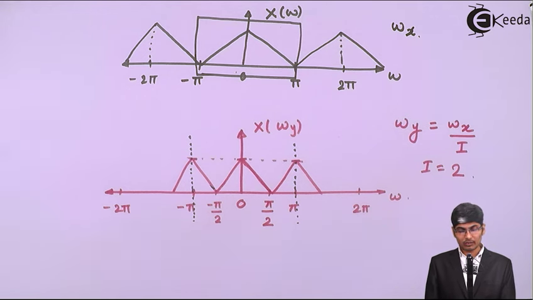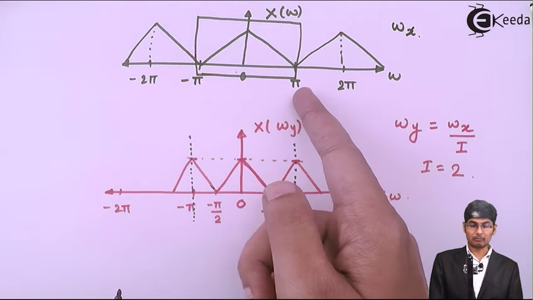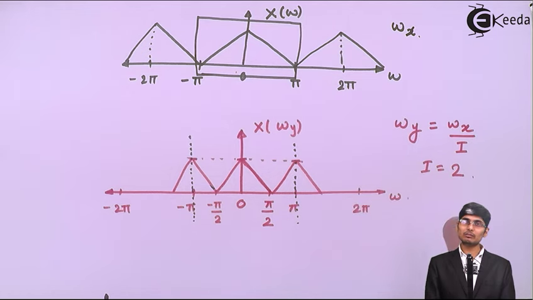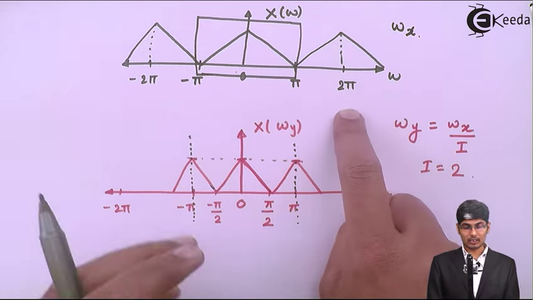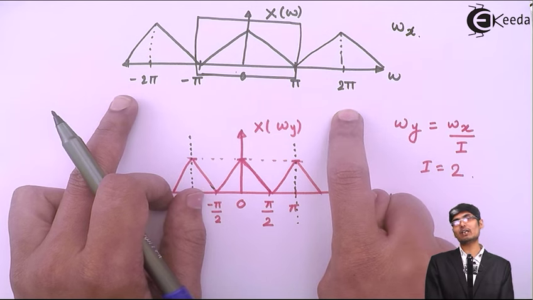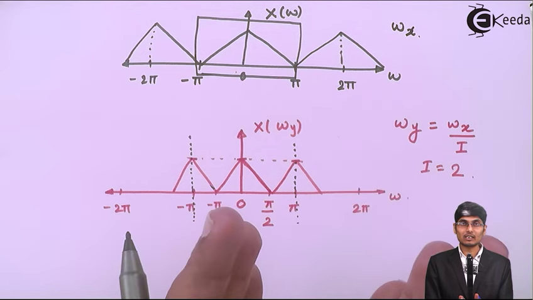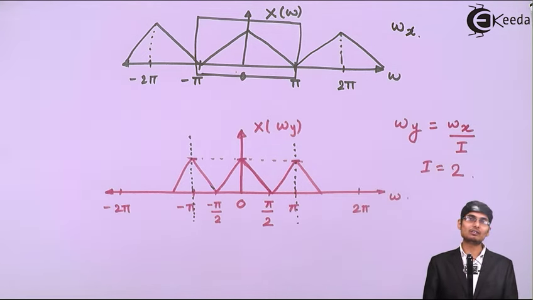So by what factor will it compress? It will compress by a factor of I. If I increase it by 3, whatever value was coming at minus pi and pi will now come at minus pi by 3 to plus pi by 3, and whatever value was occurring at 2 pi and minus 2 pi, now it will occur at minus 2 pi by 3 to plus 2 pi by 3. So this will compress further and there will be 3 copies of the signal.